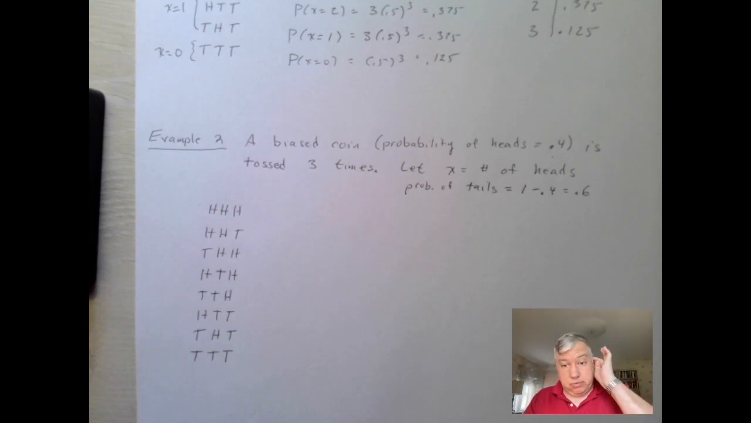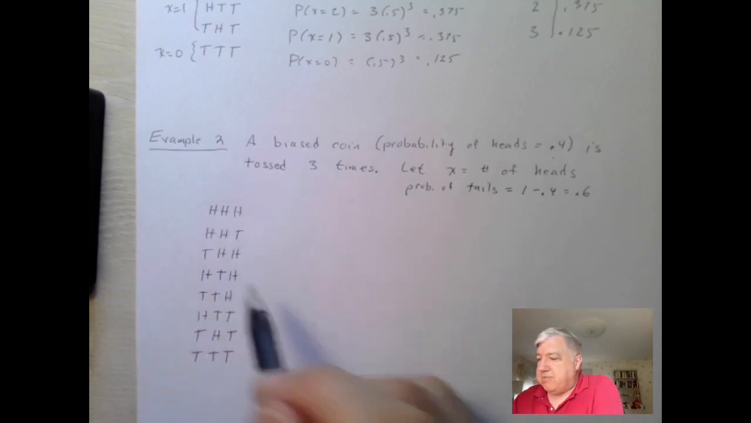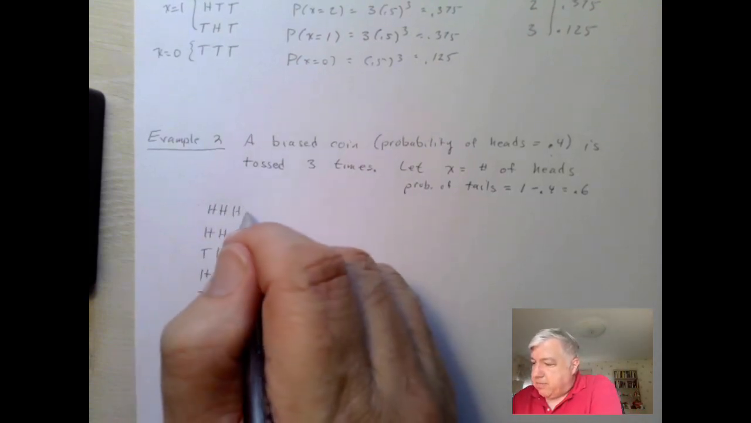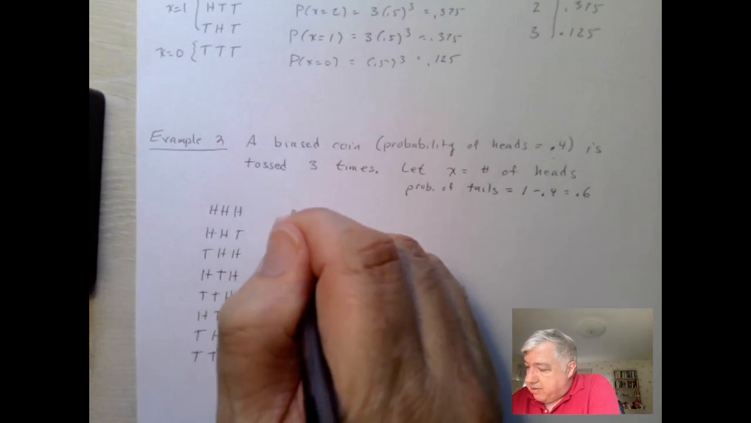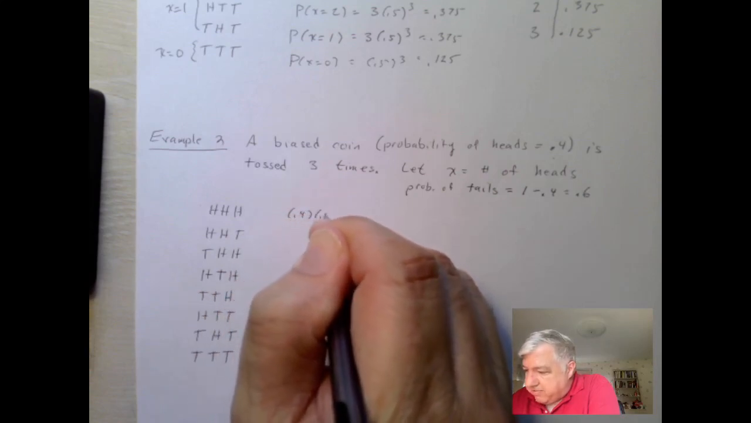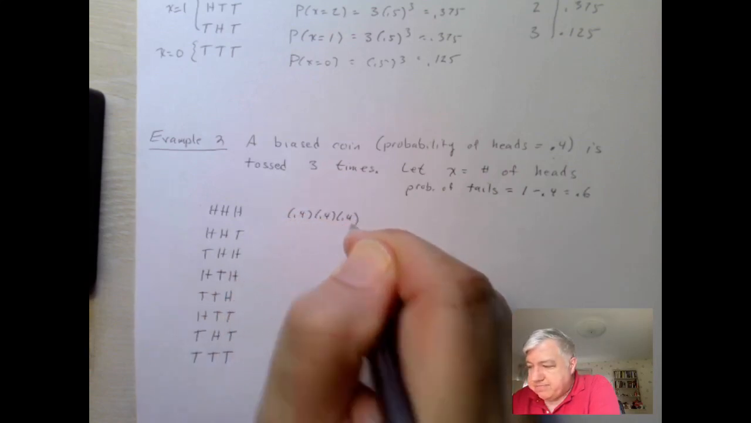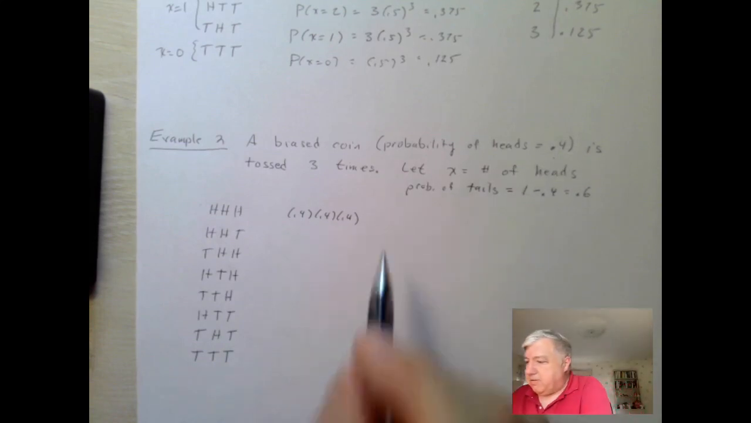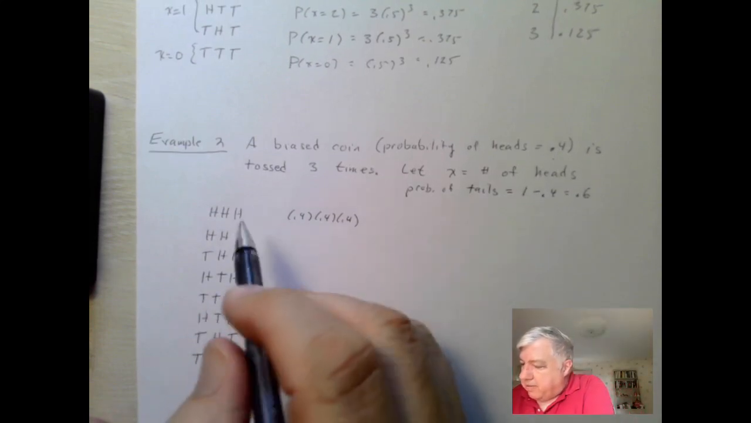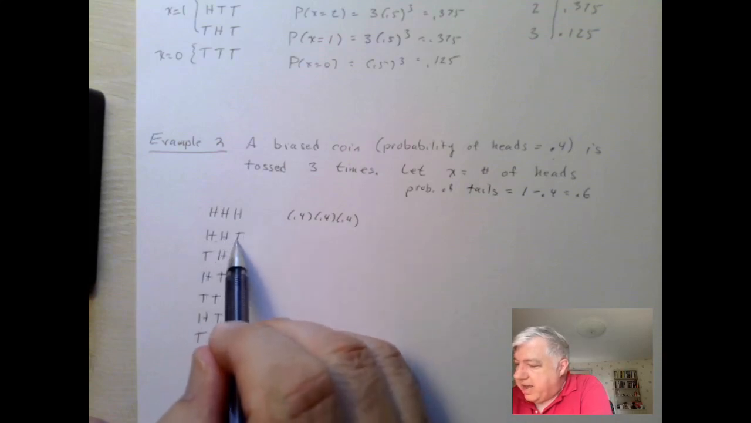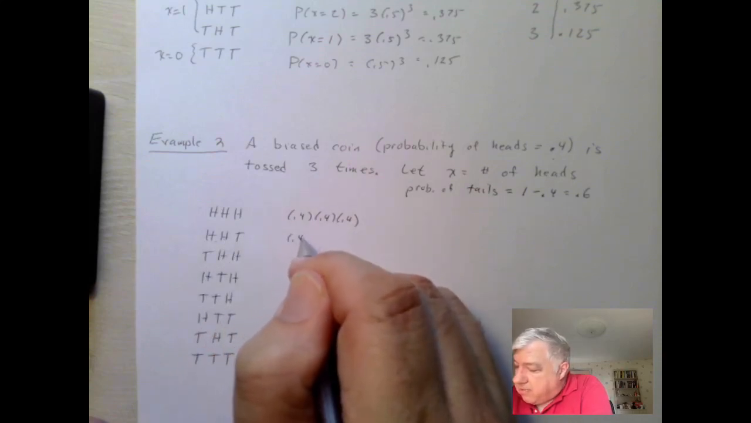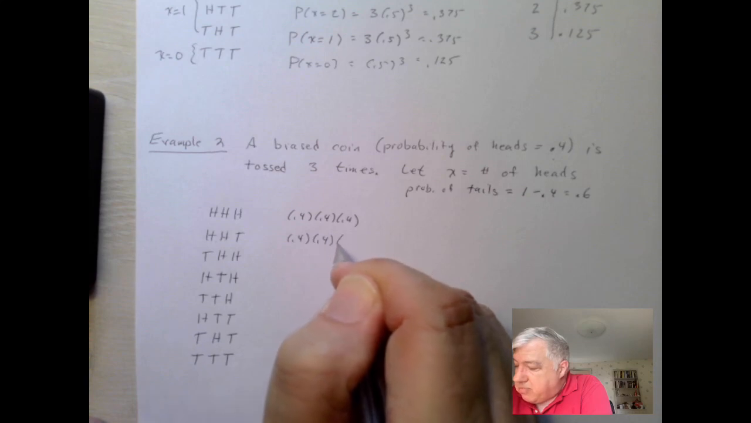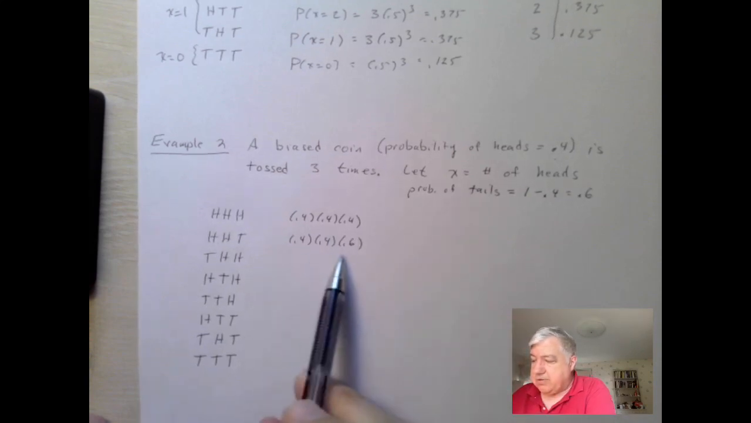So now, if we compute the probability of each of these events, the probability of 3 heads would be 0.4 times 0.4 times 0.4. And when we compute that, it will be whatever it is. And then the probability of heads, heads, tails would be 0.4 times 0.4 times 0.6. So this will be different.